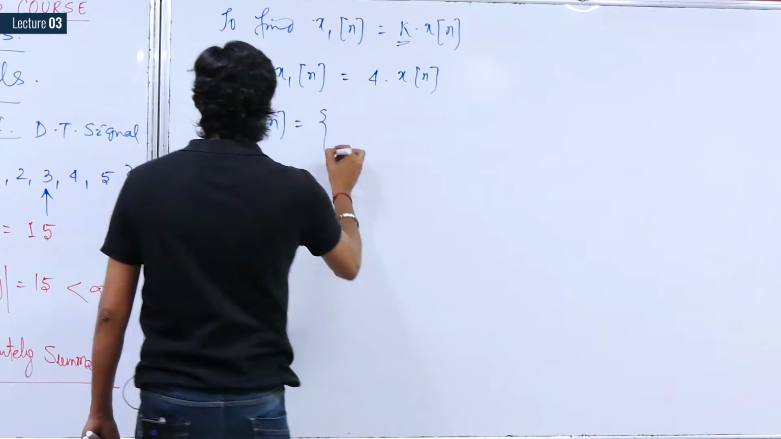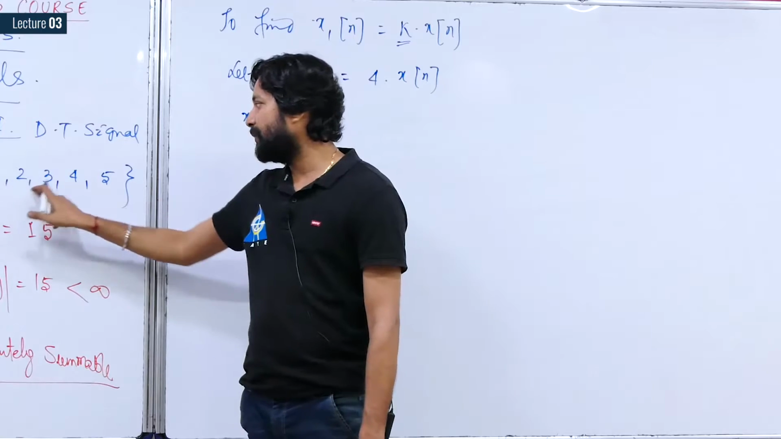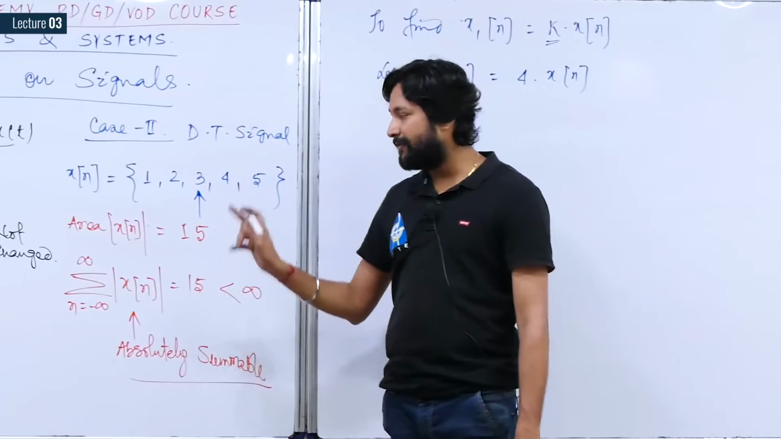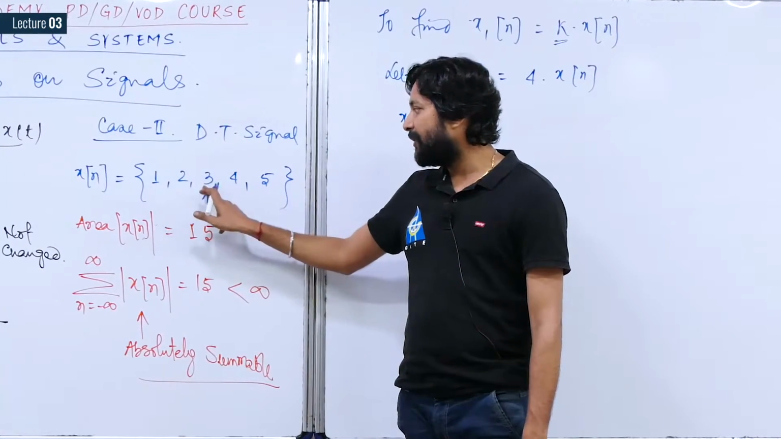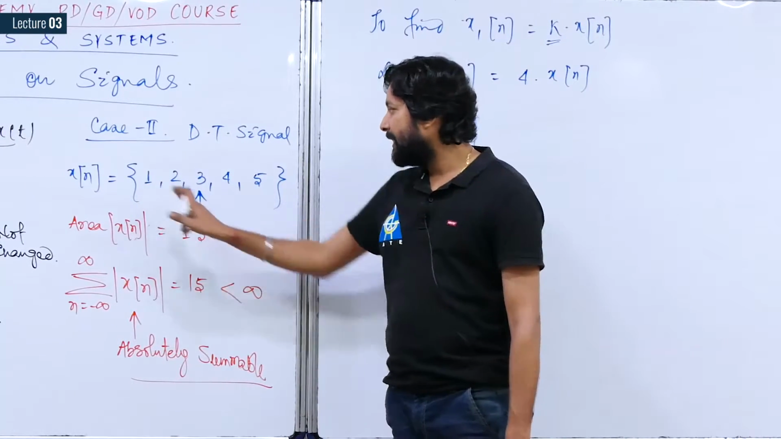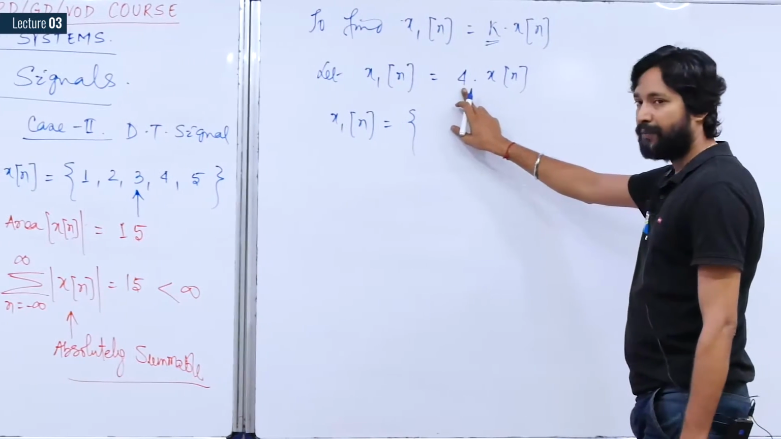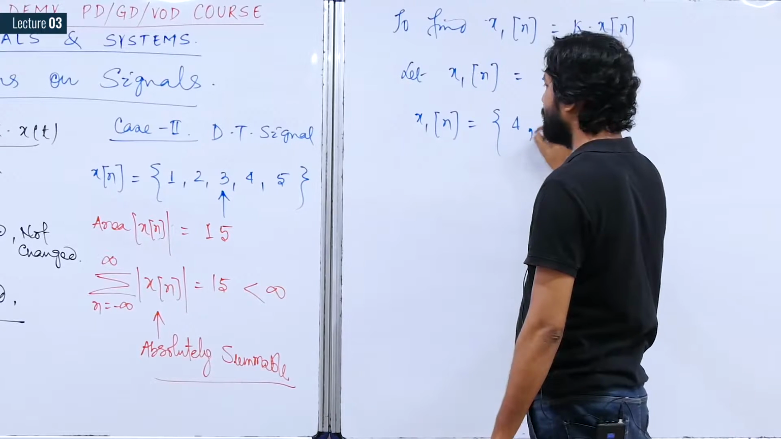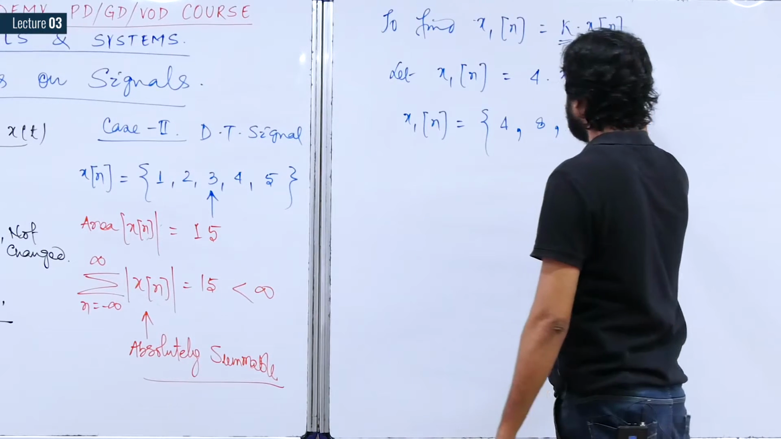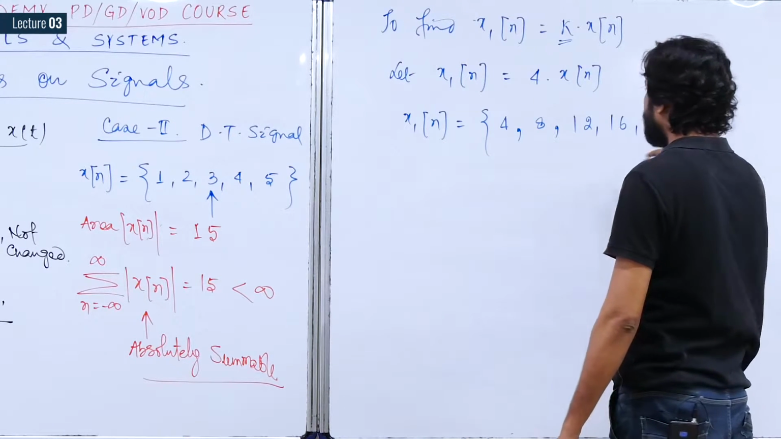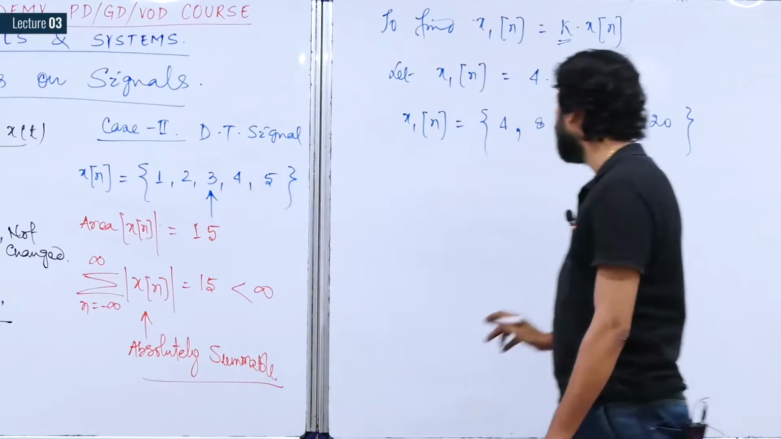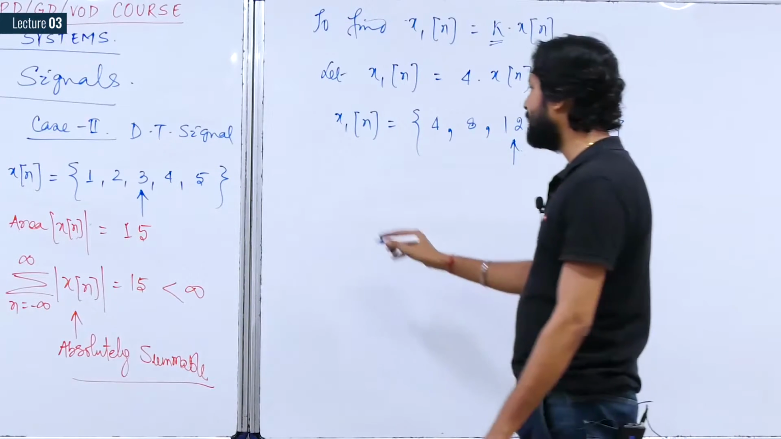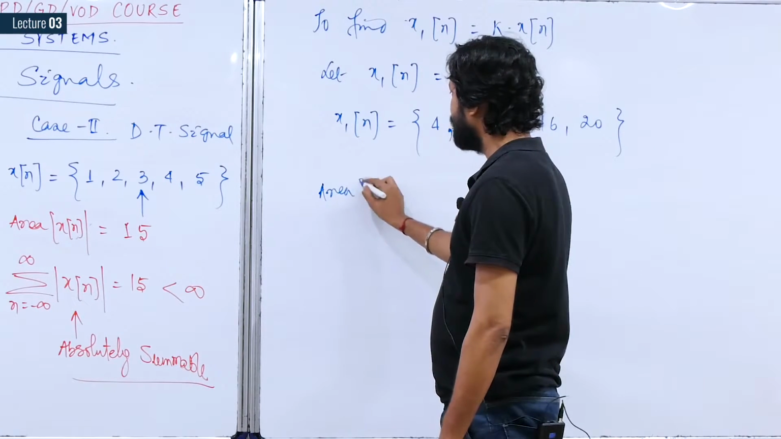x1 of n equals, earlier the values were 1, 2, 3, 4, 5. Now, if we have to find k times x of n, then we have to multiply that k value in all these sample values. Therefore, if the scaling factor k is 4 in this case, then 4 into 1 is 4, the next value will be 8, then 12, then 16 and then 20, and the origin will be maintained at the same place, that is at 12.